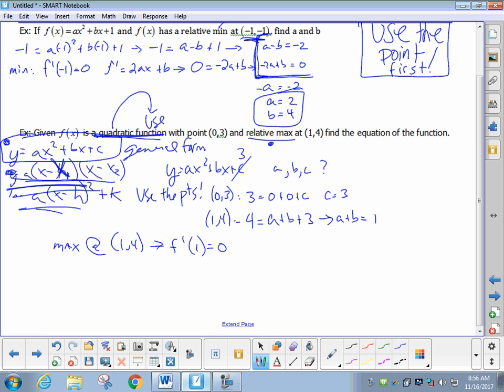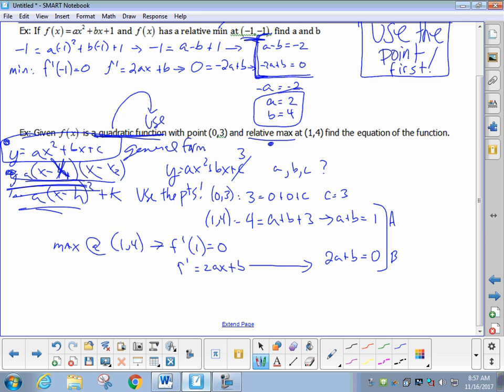So to use that, I need the derivative. F prime is 2ax plus b. And then the numbers in there would be that 0 goes in for the derivative when x is 1. So that implies that 2a plus b equals 0. Do you agree? All right. So here's my equations. Capital A, capital B. Do you want to substitute, eliminate? What do you want to do?